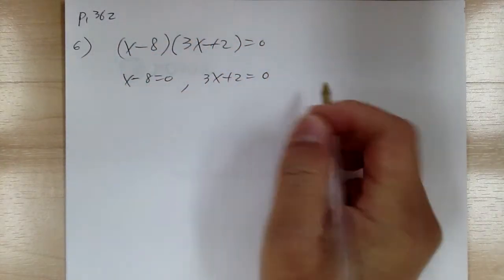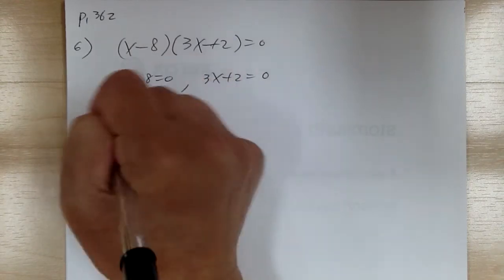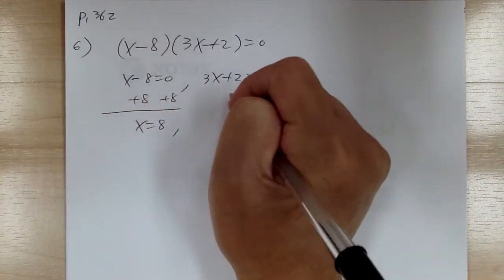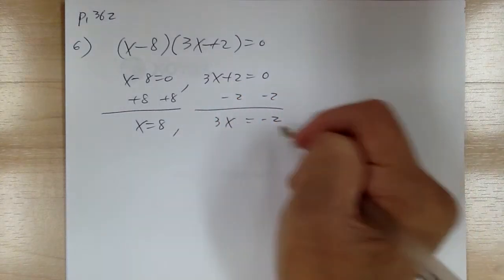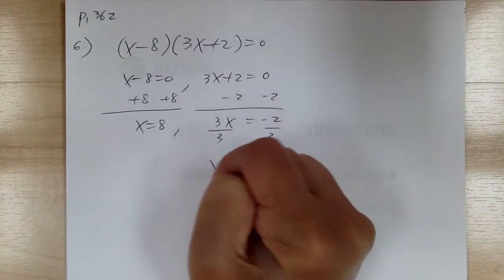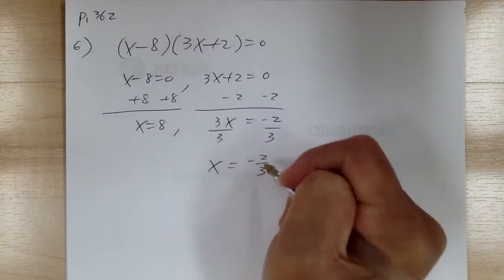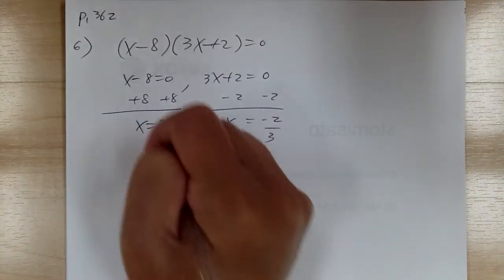Then after that, you can go and solve. So plus 8 on each side, so x equal to 8. This one you minus 2 on each side, so you got 3x equal to negative 2. Divide by 3, divide by 3. So x equal to negative 2 over 3. And you have x equal to 8 from here.